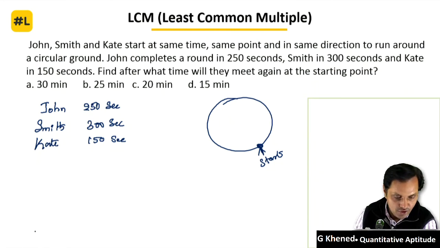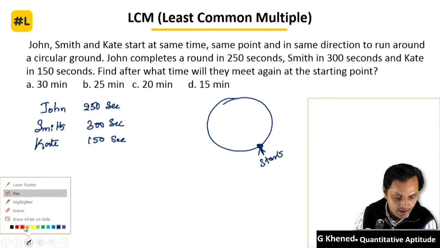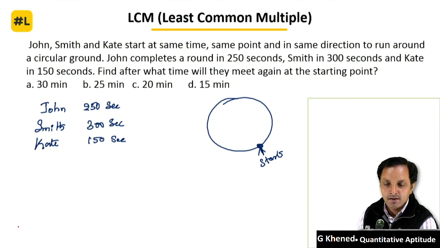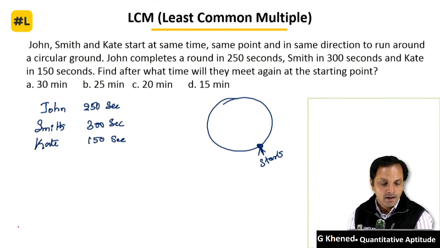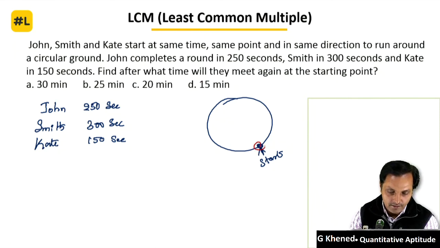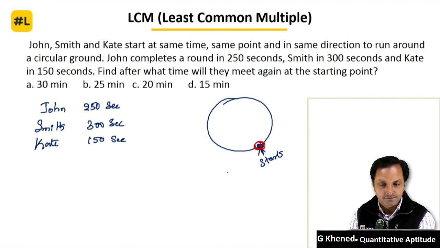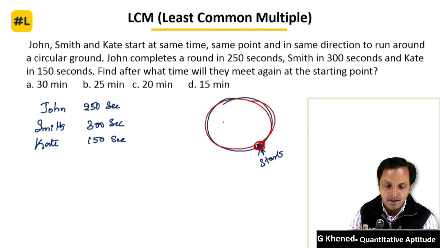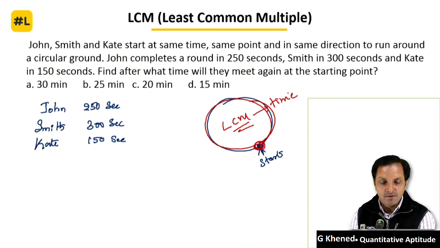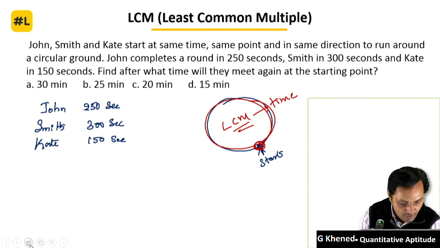All John, Smith and Kate, they are running at a different speed. They are not running at the same speed, they are running at a different speed. That is why they are taking different time. So if they want to meet again at the same point, then that will be the LCM of the time. The LCM of the time. How to find the LCM of all these three numbers?